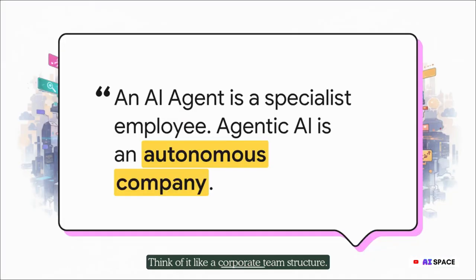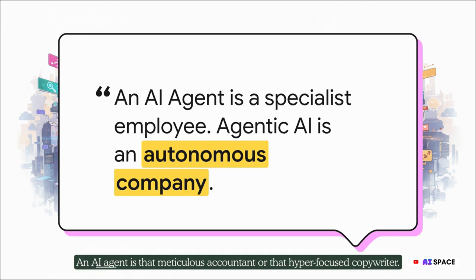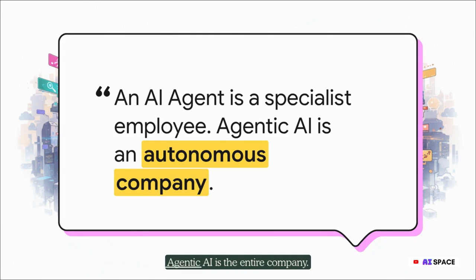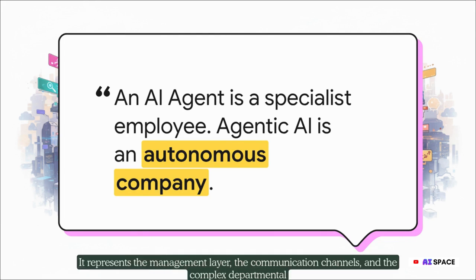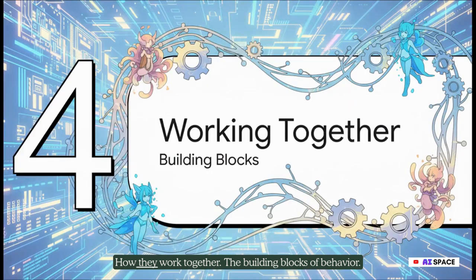Think of it like a corporate team structure. An AI agent is a specialist employee. Agentic AI is an autonomous company of specialists. An AI agent is that meticulous accountant or that hyper-focused copywriter. Agentic AI is the entire company. It represents the management layer, the communication channels, and the complex departmental structures that allow all those specialists to deliver a final product together.